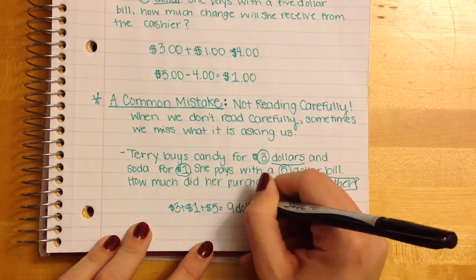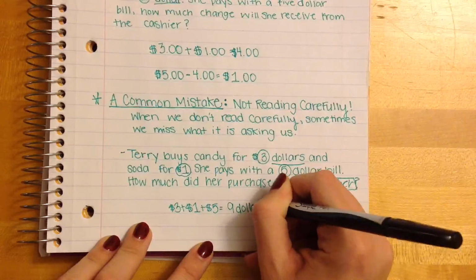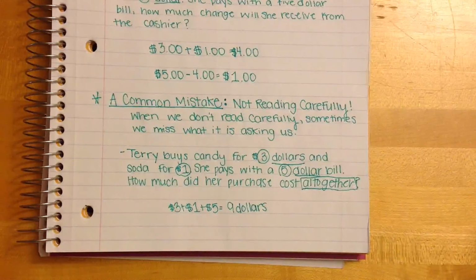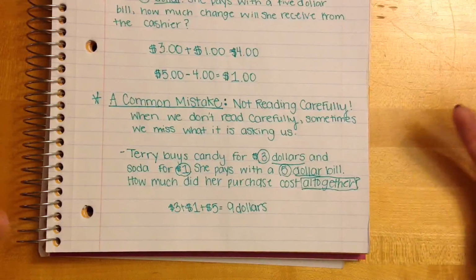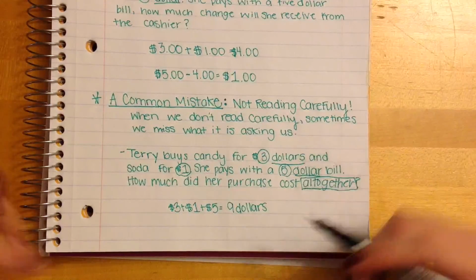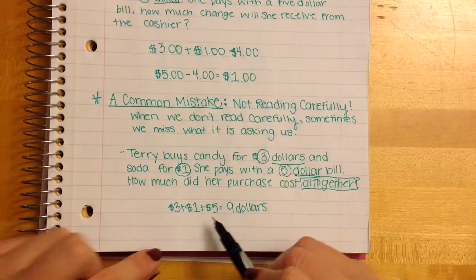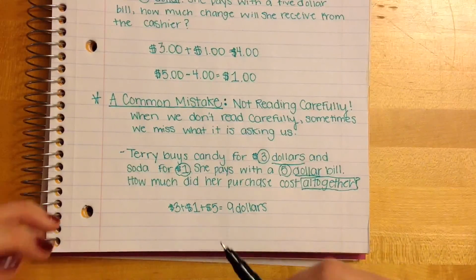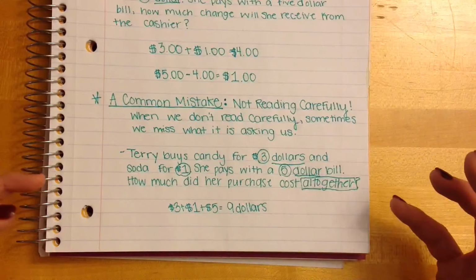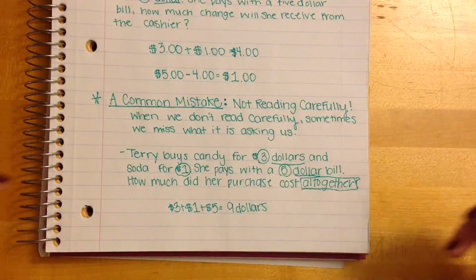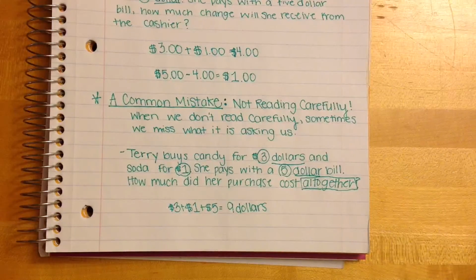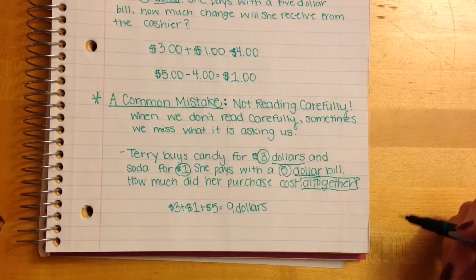But that's not the answer, nor is it what my question is asking me. So we really have to slow down and break this problem apart. Yes, all of those were dollar amounts, but I didn't spend $5 on anything. So I have to be really careful when I'm going back through these problems and making sure that my answers make sense.